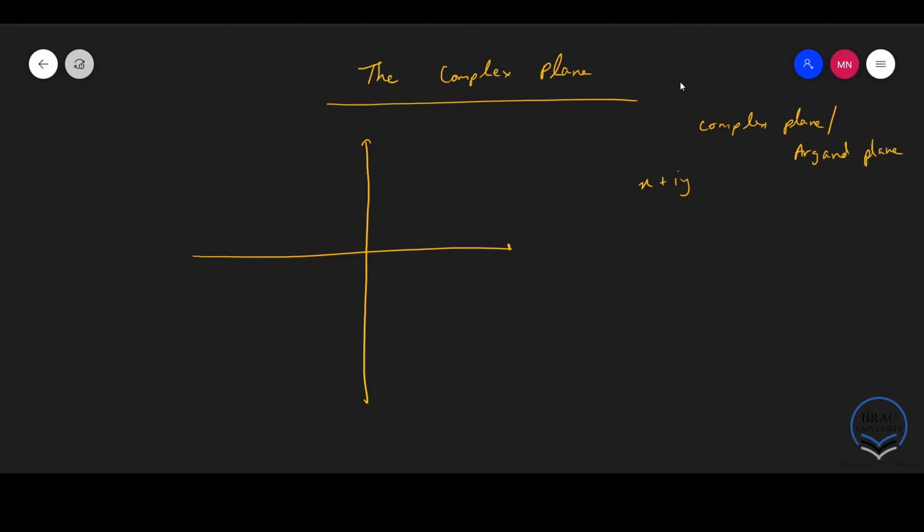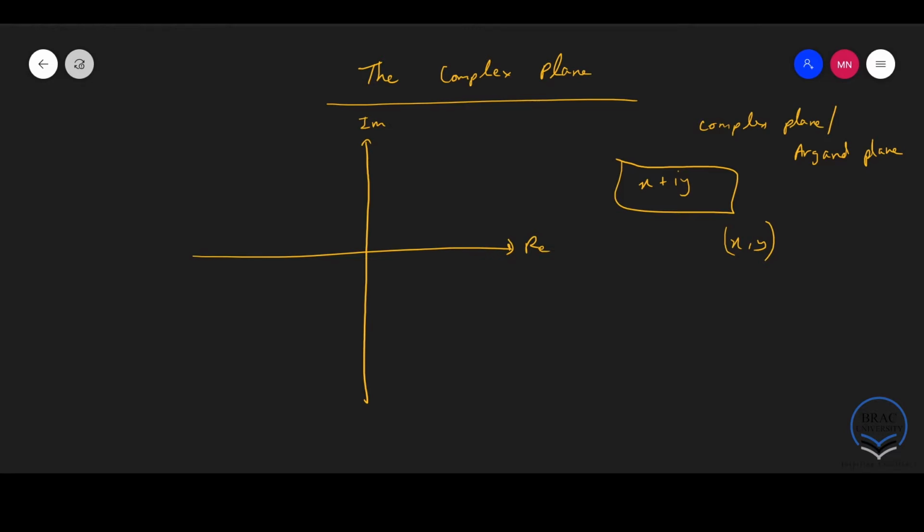Right? So similar to the Cartesian plane, the complex plane also has two axes. The horizontal axis is my real axis, and the vertical is my imaginary axis. Right? And similar to how we can plot the coordinates x, y on a Cartesian plane, we can also plot the complex number x plus iy on my complex plane.